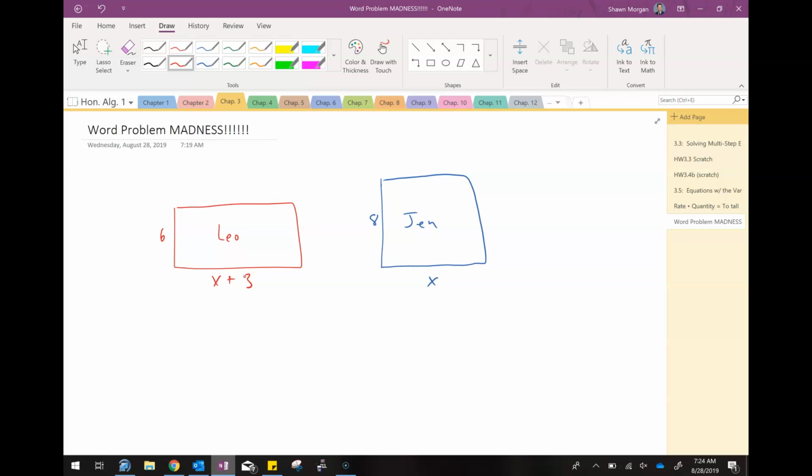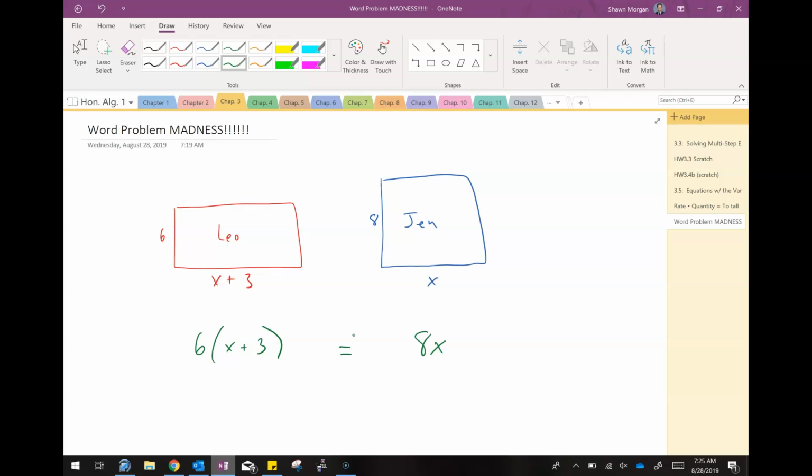Now, Cullen told us that the area of a rectangle is length times width. So what would my equation look like, Thomas? If I know their areas are supposed to be equal, what do you think? What would the area of the red rectangle be? Good. And the area of the blue rectangle is 8x, and they're supposed to be equal. Good. So that's our equation.